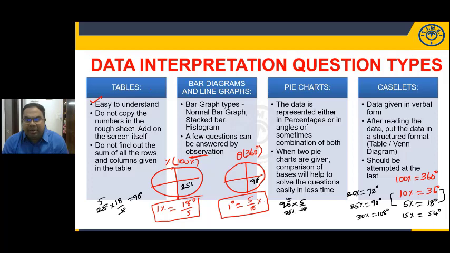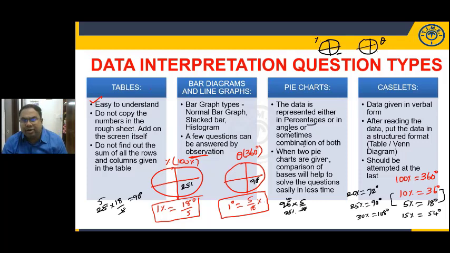So data can be represented in pie chart in percentages, or in angles, or sometimes a combination of both. That means one pie chart, he will give you percentage. The second pie chart, he will represent in degrees. When two pie charts are given, basically when you're looking at two pie charts, prelim exam will get only one more.